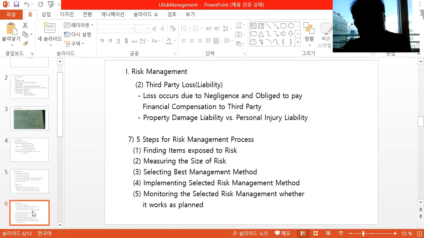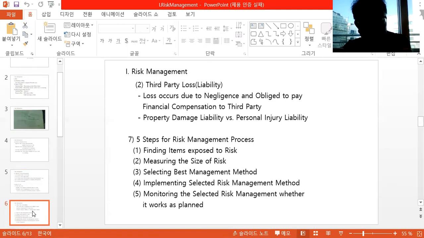Property damage liability versus personal injury liability. It's just liability. There are two types of liability. One is property damages, and the other one is personal injuries. Personal injuries are third parties' bodily injuries.